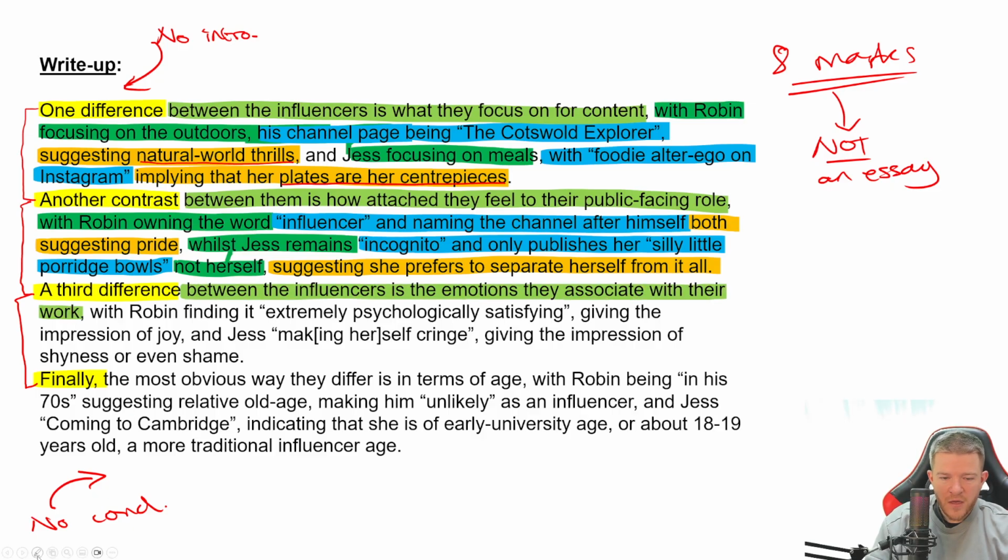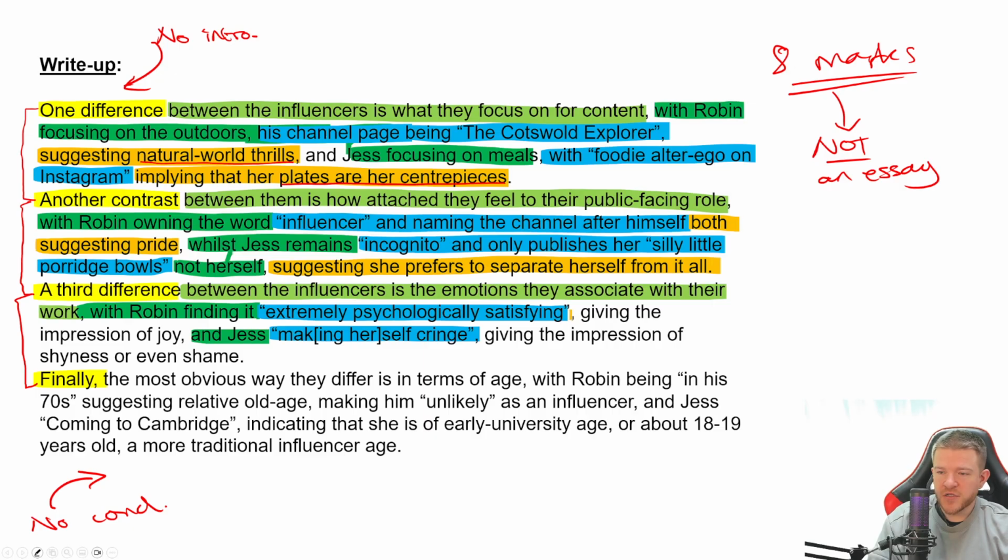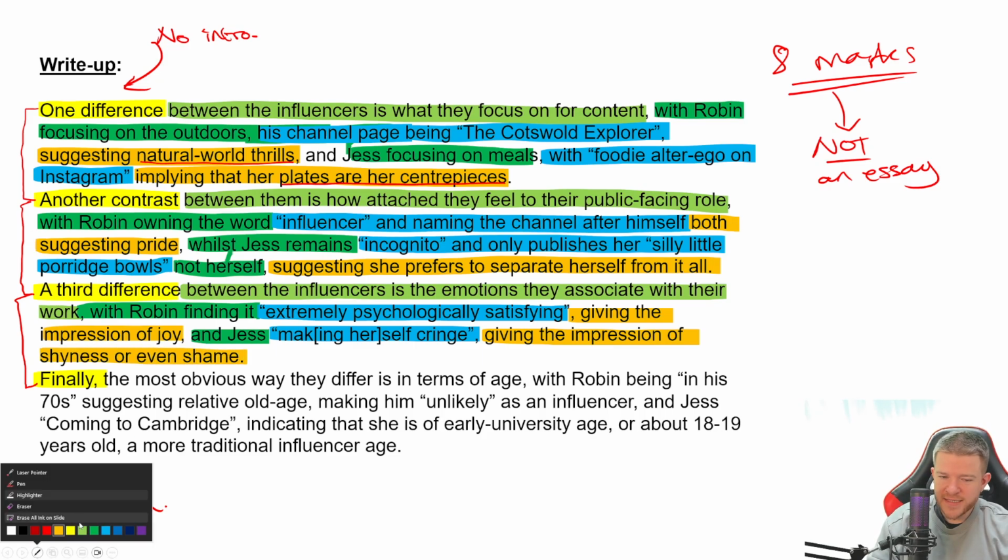So we've got Robin and we've got Jess. Then we've got our quotations: extremely psychologically satisfying and making herself cringe. And then we've got our very basic insight. So extremely psychologically satisfying, giving the impression of joy, and making yourself cringe, giving the impression of shyness or even shame. And then finally, the exact same approach for a final outing.